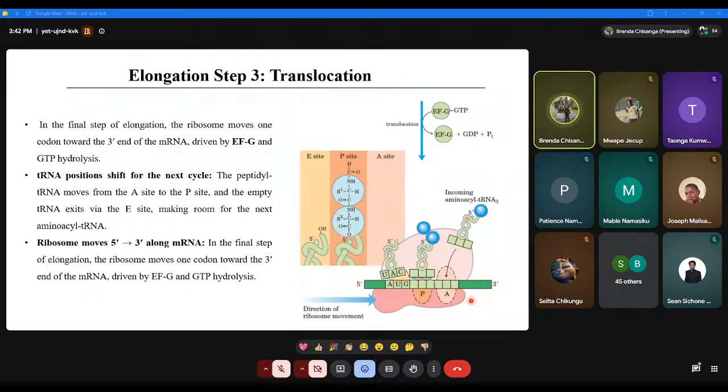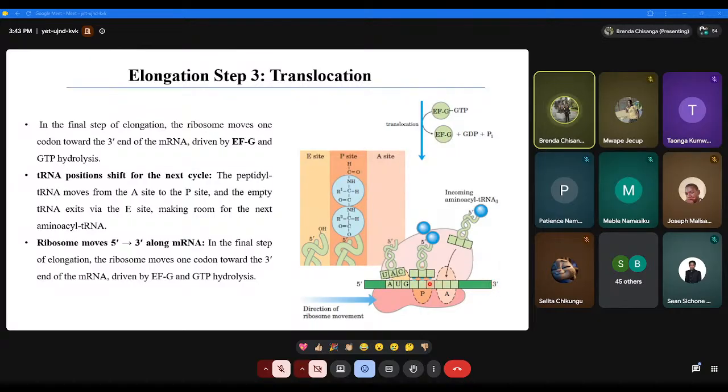Is it 5' to 3'? That is to say, is it moving from the 5' end of the mRNA towards the 3' end, or is it moving from the 3' end going to the 5' end? Well, if I draw attention to this figure, the mRNA is shown in green, starting from the 5' end, meaning that the ribosome starts from the 5' end, reading the mRNA sequentially codon by codon towards the 3' end.